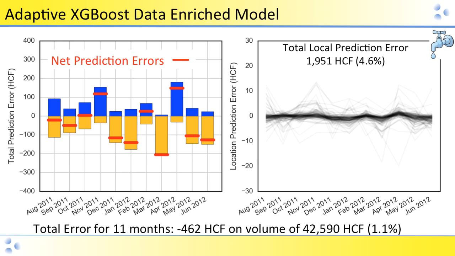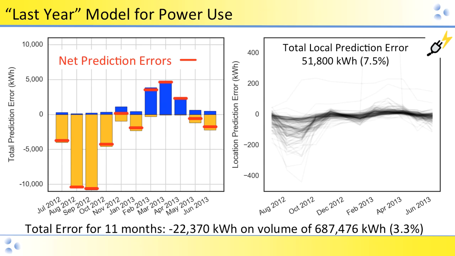So I have less redistribution to do inside the network. I can do the same thing with the power data. This is what the base last year model looks like for power data, where the total error for the 11 months is about an under prediction of about 22,000 kilowatt hours. But the volume is significantly higher, 687,000 kilowatt hours, so my under prediction is only about 3%.